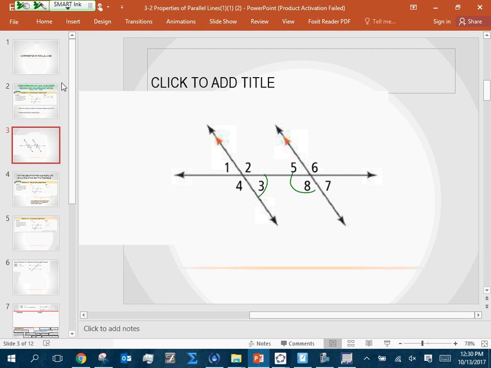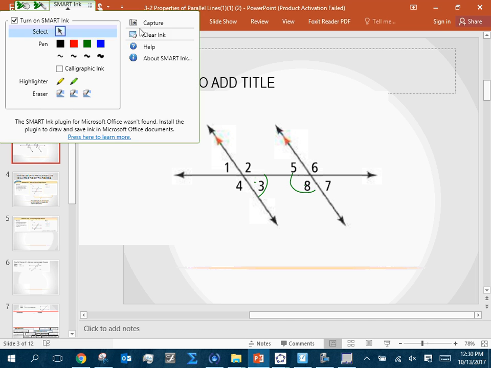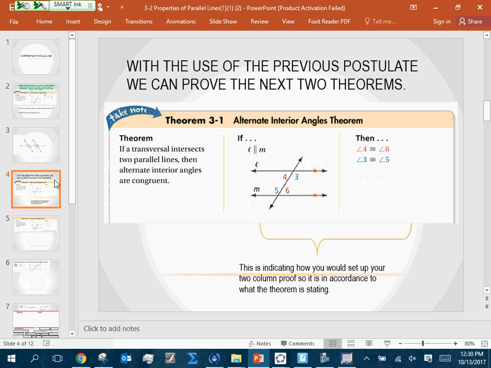So the transversal would have to be perpendicular to these two parallel lines. Okay, because that would have to be a right angle, and that would have to be a right angle, right? Because the supplementary idea supersedes anything else, they have to satisfy that first, and to be the same, they both have to be 90. Okay, and that is actually a theorem that we'll talk about later in this chapter.